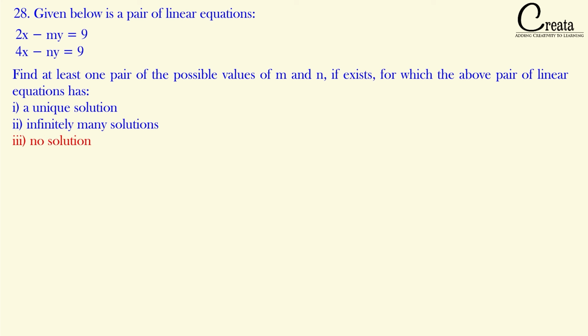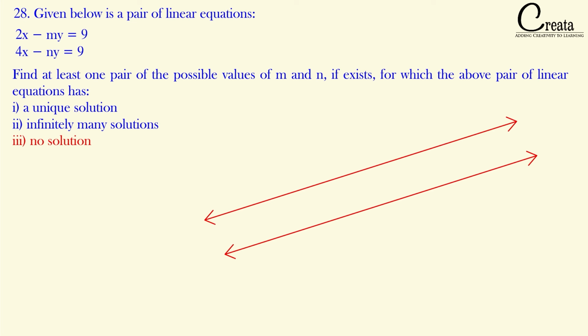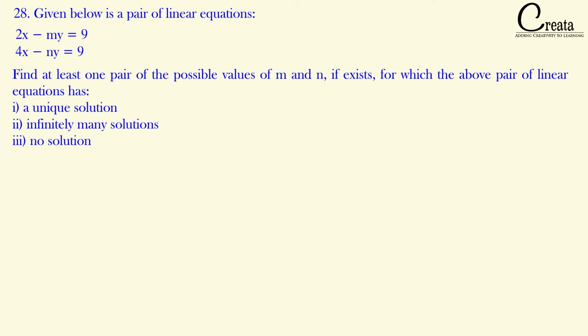In the third case, no solution. It means the two lines will not intersect with each other. That is only possible when the two lines are parallel to each other. Got it? In the third case, the two lines will be parallel to each other. So based on these three conditions, we have to find the values of m and n in these two linear equations. So let's proceed with the question.